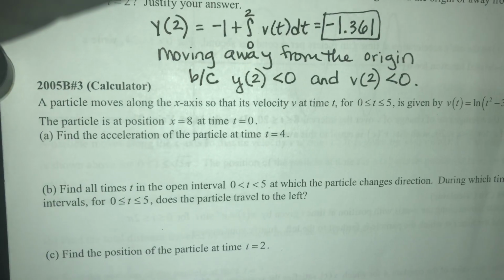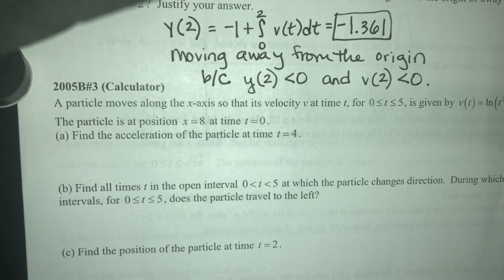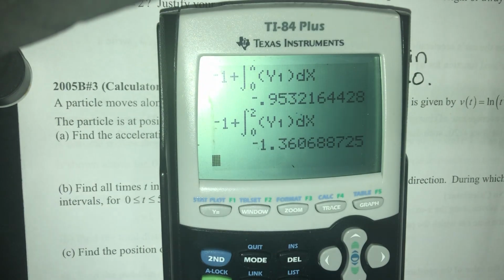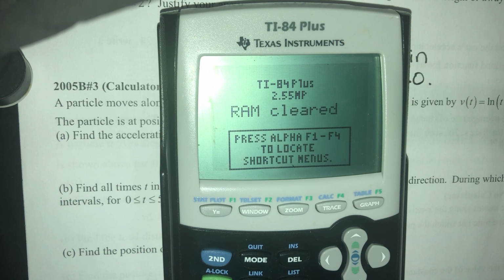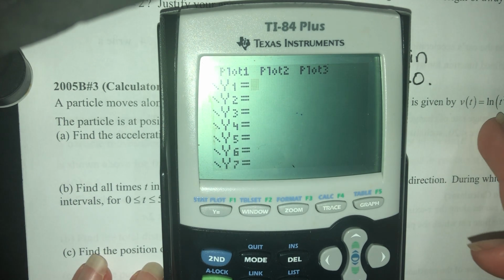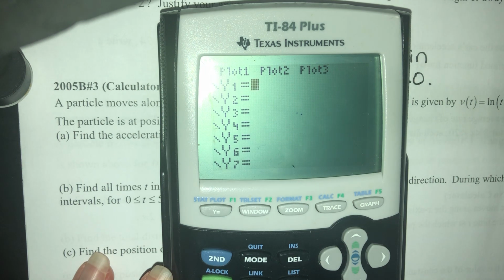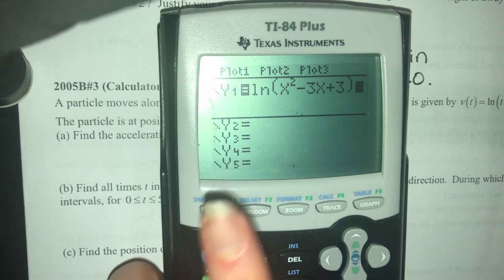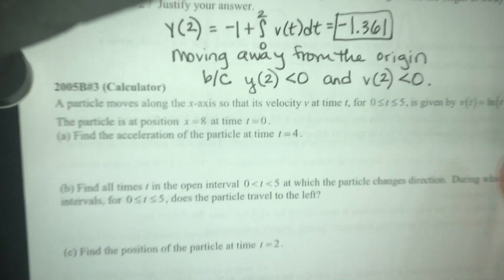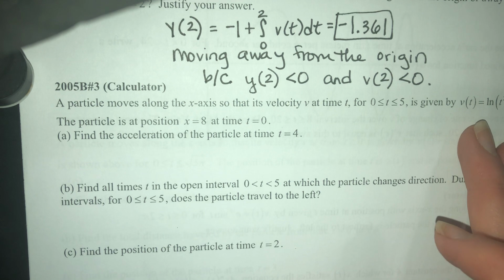So the first thing I'm going to do here is go into my calculator. And I've messed a whole bunch of stuff in here. I've stored numbers, I've changed windows. I'm going to hit second plus 712 and get everything set back to starting. Go to y equals and put this new velocity equation in. So natural log of x squared minus 3x plus 3. Okay, enter your equation once and never again. Just enter it carefully so you're sure you got it right.